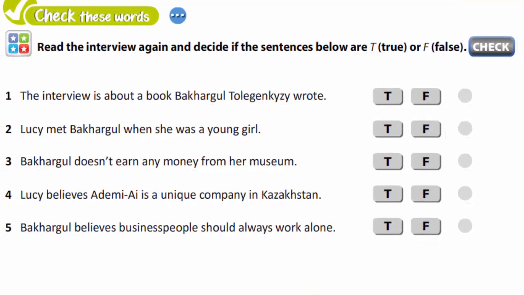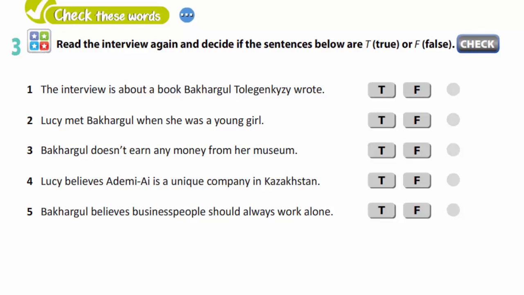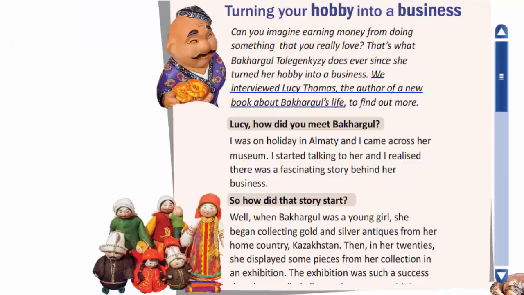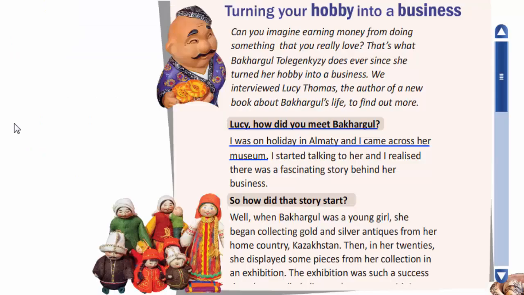Exercise 3. You are to read the interview again and decide if the sentences are true or false. Number 1. The interview is about a book Bakargul Tolegenkizi wrote. It is false because Lucy Thomas is the author of the book. Lucy met Bakargul when she was a young girl. It is false because she met her when she had a museum.